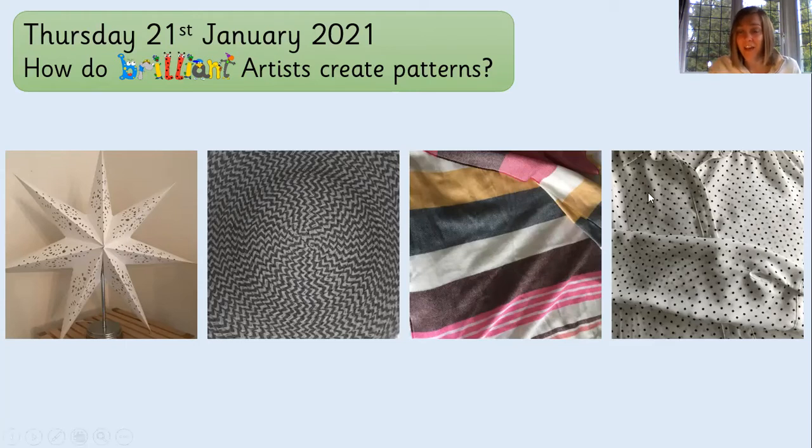And then I found in my wardrobe some spotty clothes. So I found a top that's got lots of spots on, and they go in a pattern all the way across my top, some tiny black dots.